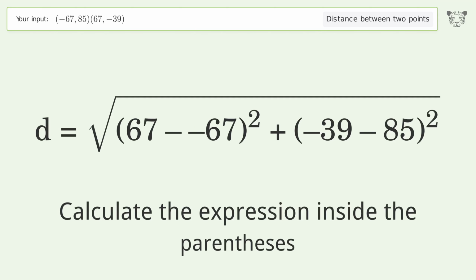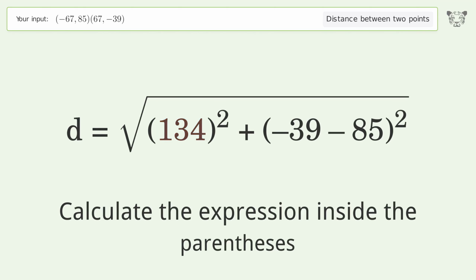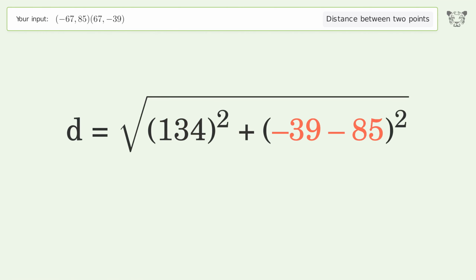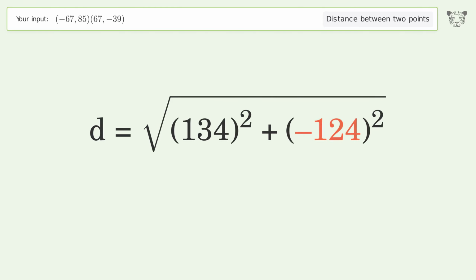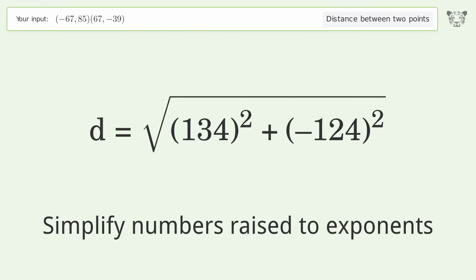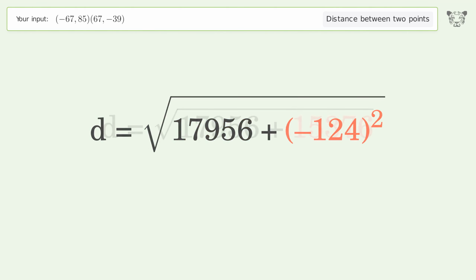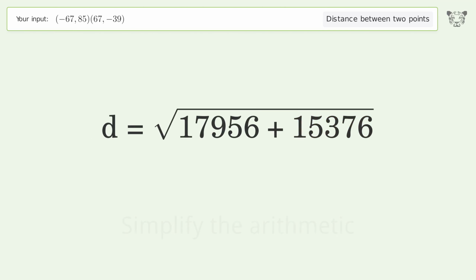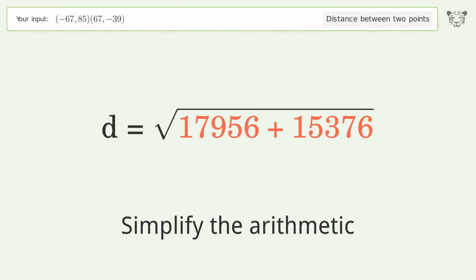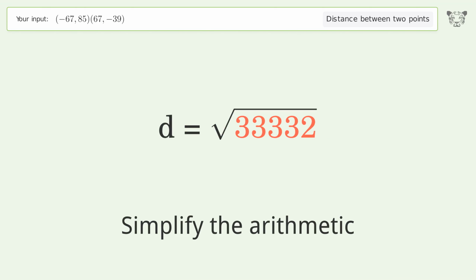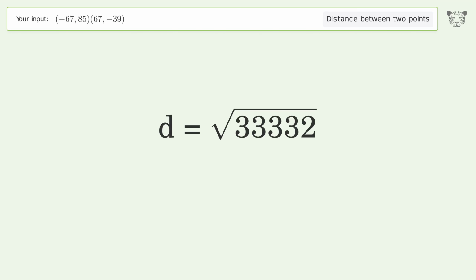Calculate the expression inside the parentheses. Simplify numbers raised to exponents. Simplify the arithmetic. And so the distance between the 2 points is the square root of 33,332 or 182.571.